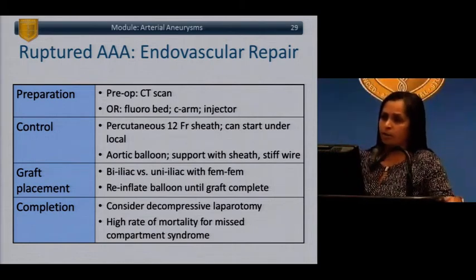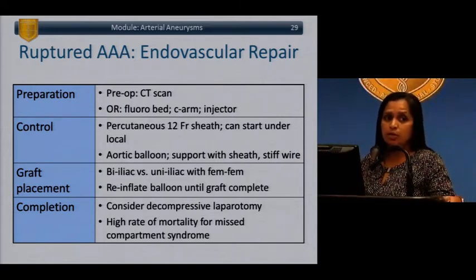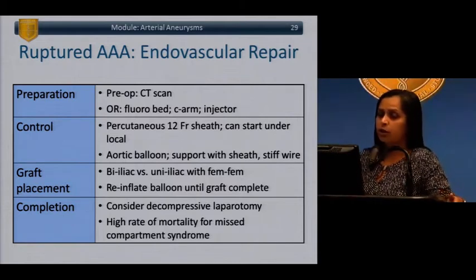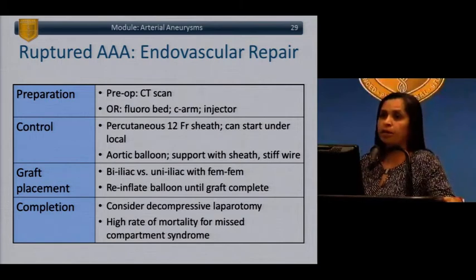abdominal compartment syndrome continues to be a problem, and there's a very high mortality for this as a missed diagnosis. So if the patient has a tense abdomen at the end of the procedure, you should consider doing just a decompressive laparotomy, even though you do an endovascular repair.